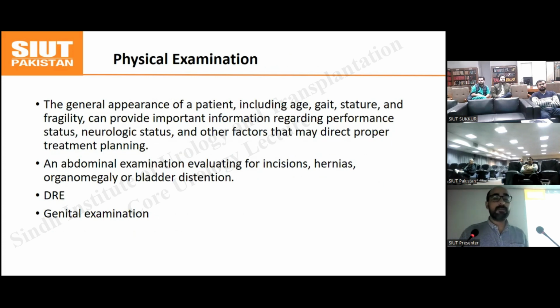And now the examination. The general appearance of the patient, including age, gait, stature, and fragility, can provide important information regarding performance status, neurologic status, and other factors that may direct proper treatment planning. The abdominal examination will look for incisions, hernias, organomegaly, and bladder distension. The DRE is important in these patients, and genital examination.